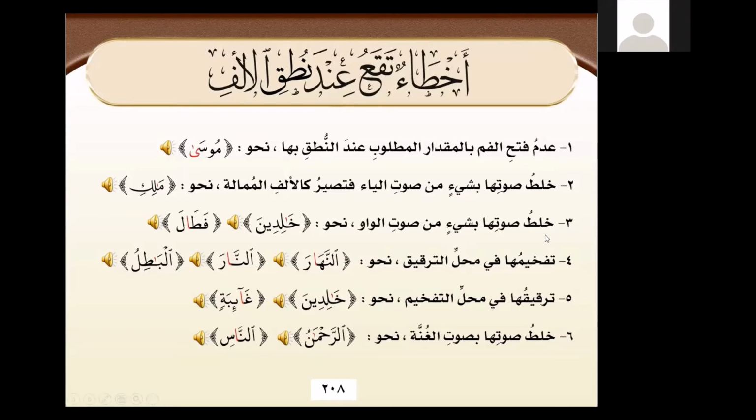The third one. Any questions? Is that clear? Yeah, that's clear. Third one is خلط صوتها بشيء من صوت الواو. This one is very common as well. Few of you do this sometimes. It means when you pronounce the alif, you mix with it some sound of waw. How? For example, let's hear the sound. Khalidin. It's very common. I think most of you pronounce it this way.